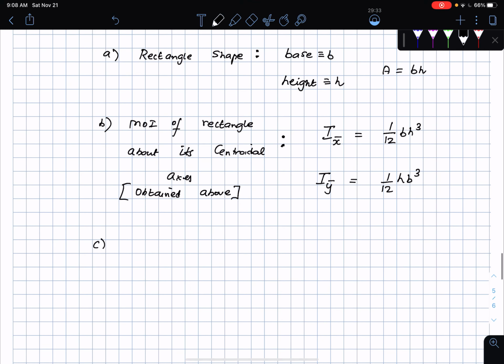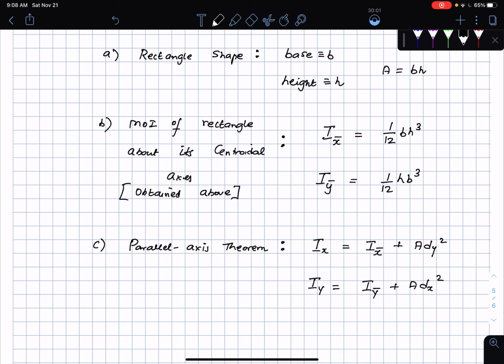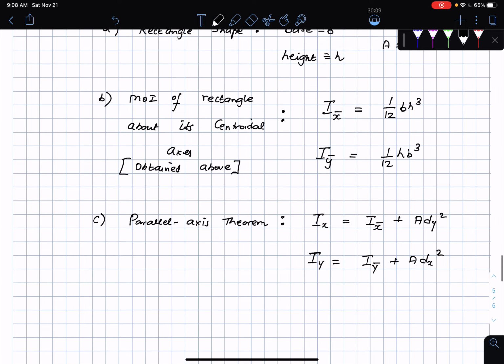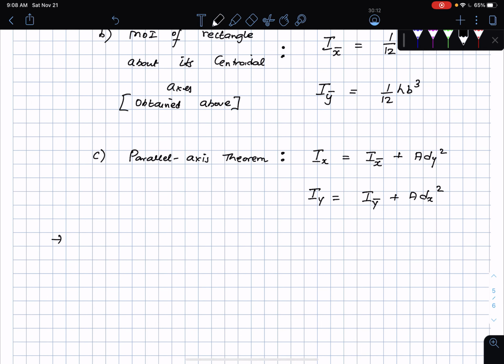And the third thing that you'll be remembering is the parallel axis theorem. You will have Ix is Ix bar plus A times dy square, and Iy is Iy bar plus A times dx square, where dy and dx are the distance between the two parallel axes. And likewise one can also have what is called a perpendicular axis theorem. This is a digression.